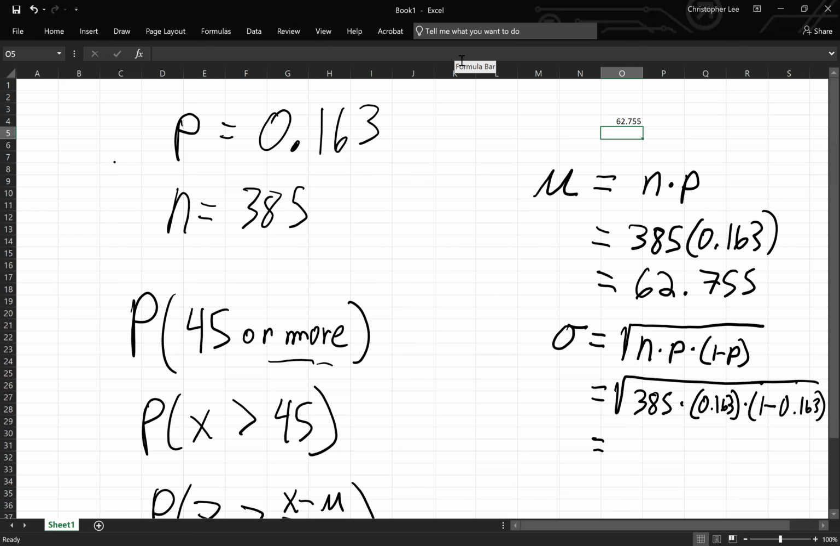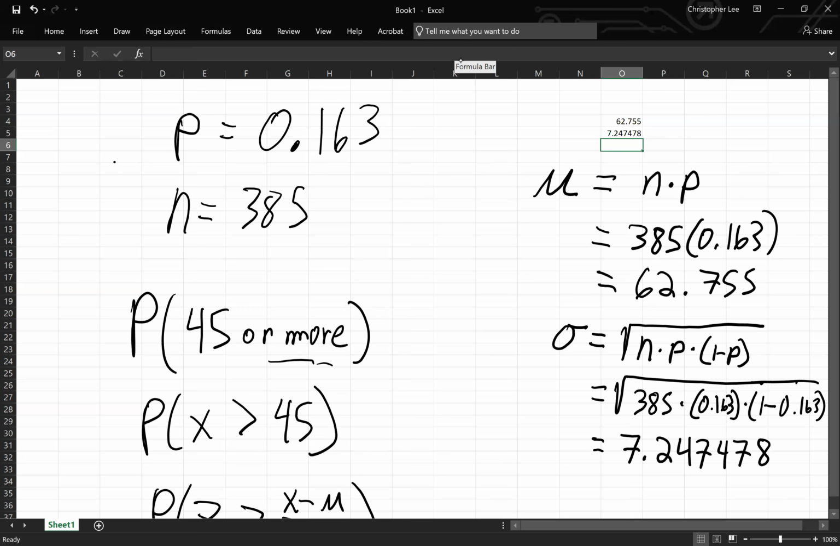I guess. I don't know. I'm not that good at math. Let me see. Square root, right? 385 times 0.163 times, open parentheses, 1 minus 0.163, close parentheses. I got 7.247. No, you're good. You're good. I just type it all in the calculator and I click enter, you know?